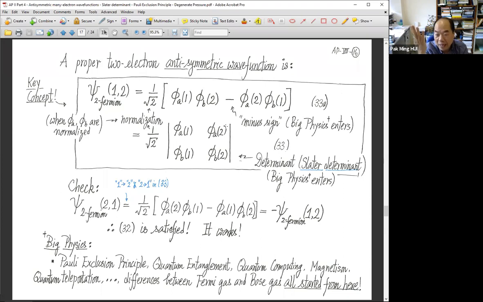That's nice. Next time, I will start from here and show you the Pauli exclusion principle comes out as a byproduct of the antisymmetric requirement of the many-electron wave function. It's not a principle per se, it is just a byproduct of a higher-level antisymmetric requirement. Okay, that's the point I want to convey.